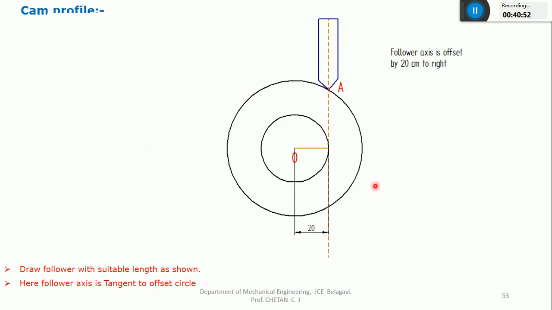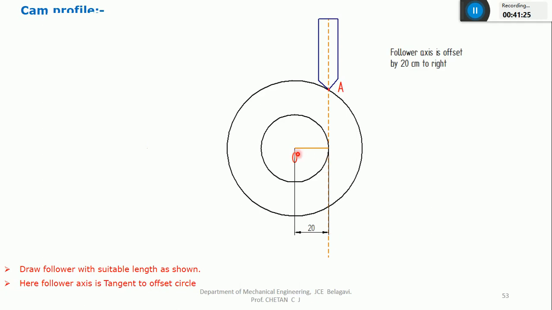So this is the cam, this is the base circle. You can draw the axis of the base circle as this one. You can see there is a 20 mm offset towards your right. It is not given in the problem whether it is towards right or left, so I will assume that the cam is towards your right. That's why I'm drawing the axis of the follower in such a way that the distance between point O and this axis is 20 mm.